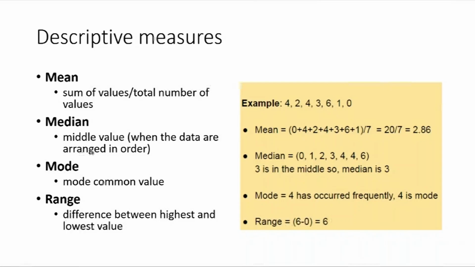The median is the middle value when the data are arranged in order. So 4, 2, 4, 3, 6, 1, 0, we rearrange it to get this, and this is our middle number. This is the median. The mode is the most frequent number, which is 4 in this case. We have 4 in 2 places. Range is the difference between the highest and the lowest value.